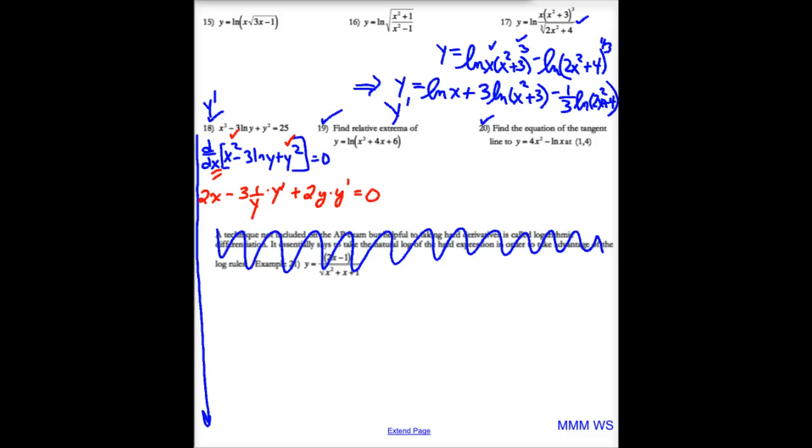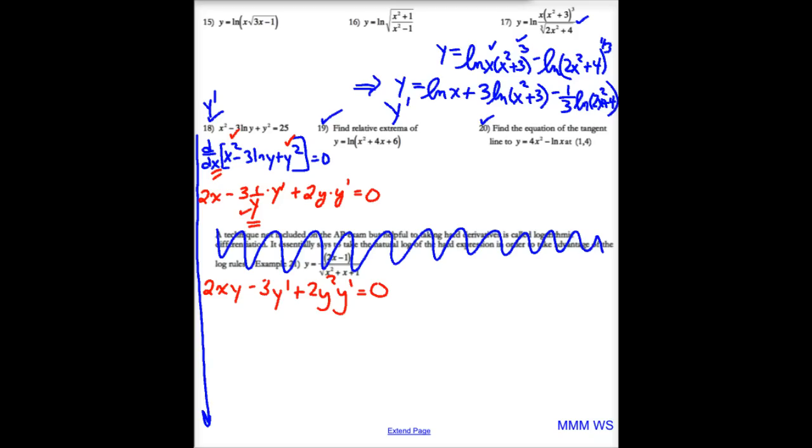So remember, when we're doing implicit differentiation, our goal is to solve for y prime. I need to gather them all together and factor it out. Well, what's irritating me is this y on the bottom. So what I'm first going to do is multiply the entire equation through by y to get that to cancel. And I'd get 2xy minus 3y prime plus 2y squared y prime is equal to 0 times y. So I'm multiplying both sides of the equation here by y to eliminate that.